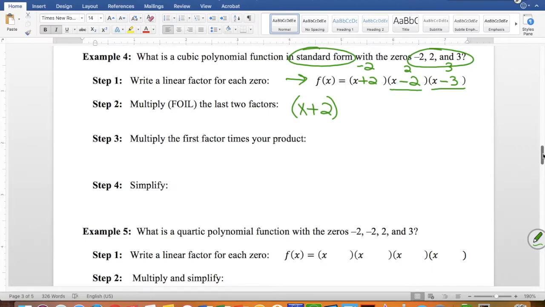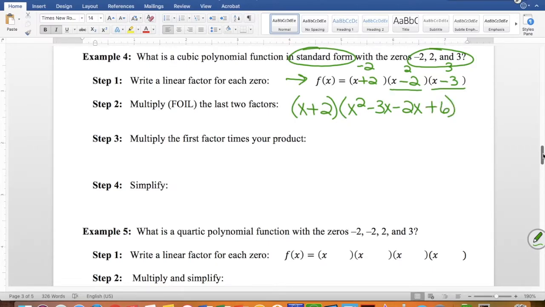So using the FOIL method first, x times x is x squared. And I'm putting this in a parentheses because I still have multiplication to do. I still have this first term to multiply through my quadratic that I'm going to end up with. So my first is x squared. My outer would be x times -3, or -3x. My inner is -2 times x, or -2x. And then my last is -2 times -3, or +6.